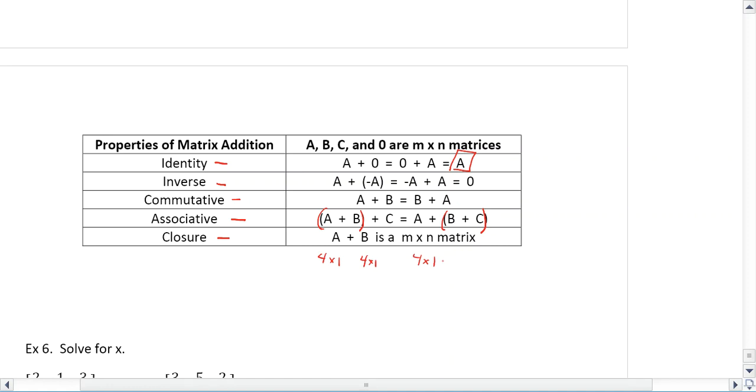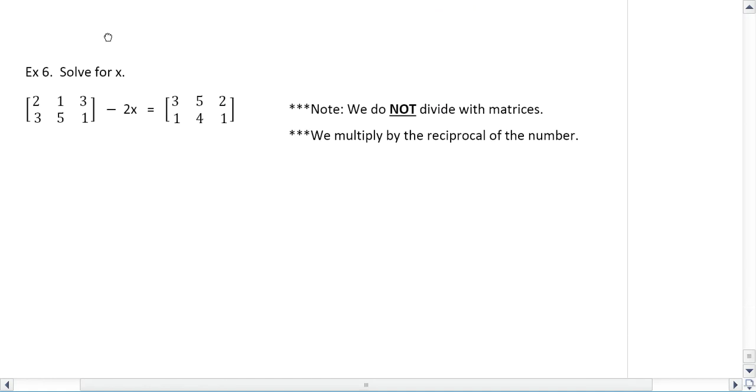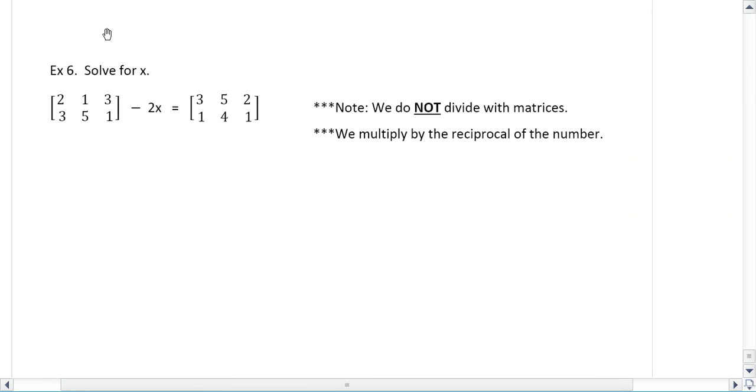All right, the next thing we're going to do is solve a simple matrix equation. And one of the reasons I want to do this is to emphasize that we do not divide with matrices. Never, ever. If we're going to solve here, we multiply by the reciprocal of the number. And so you'll see that in this example. So we want to solve for this x, get that x alone. So the first thing we want to do is subtract this matrix from both sides. And we can do that because we've already checked they are both the same size, so they can be subtracted.